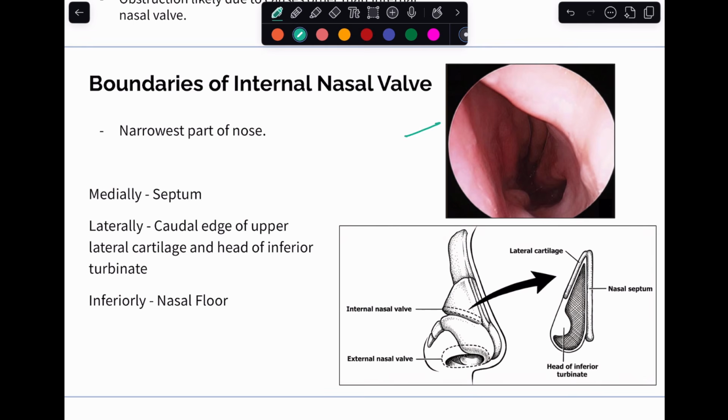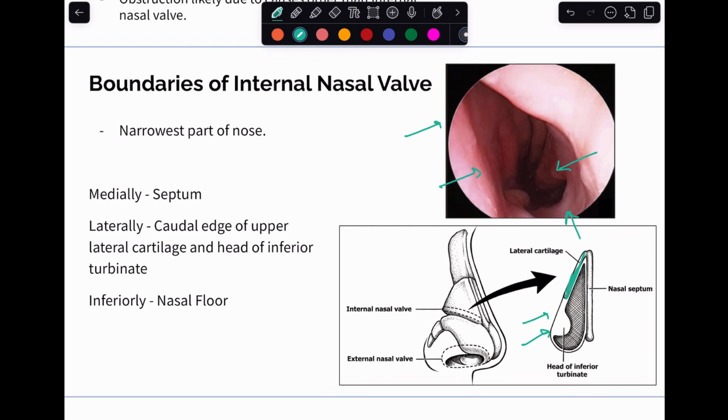So this is an endoscopic image that we can see. Our boundaries are: medially we have the septum. Laterally we have the caudal edge of the upper lateral cartilage and the head of the inferior turbinate. Let's look at the image here. This is the caudal edge of the upper lateral cartilage and the head of the inferior turbinate, and below we have the floor of the nasal cavity.